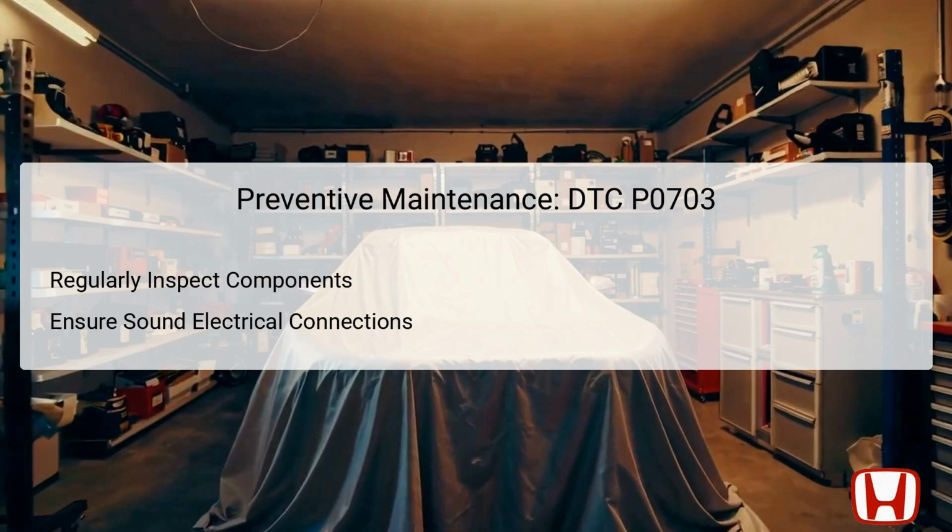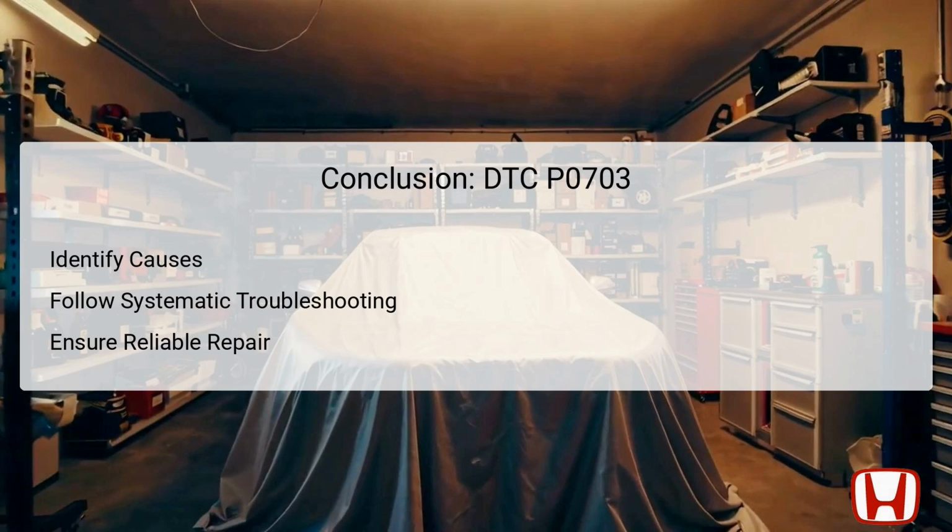Scheduling routine vehicle diagnostics can help monitor systems effectively, allowing for timely maintenance that fosters durability and prevents unexpected failures. A proactive approach in this regard can extend the operational life of critical vehicle components. In conclusion, resolving DTC P0703 requires a systematic approach that identifies possible causes, including wiring issues and switch malfunctions. Following a structured troubleshooting protocol ensures that all potential issues are addressed, facilitating an accurate diagnosis.